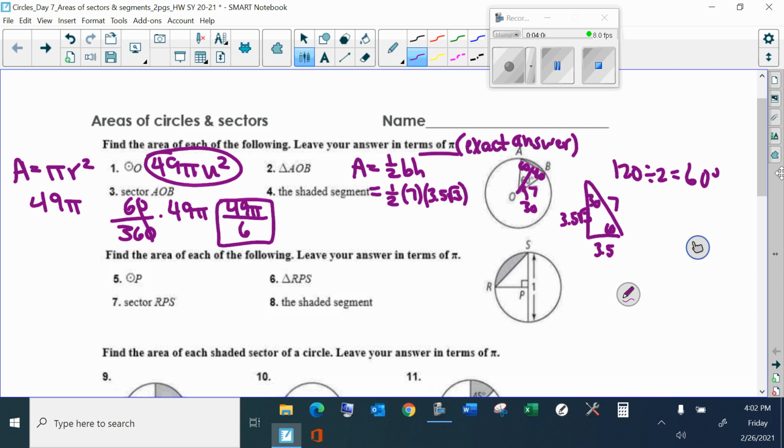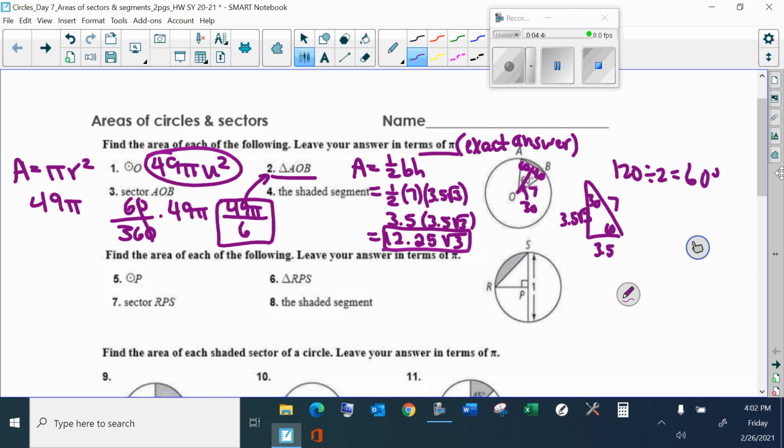Okay, so half of 7 is 3.5, and then times 3.5 root 3 would be 3.5 squared, and that's going to give me 12.25 root 3. Okay, so that's the area of the triangle. That's this one, number 2. So the shaded region would be the sector minus the area of the triangle.